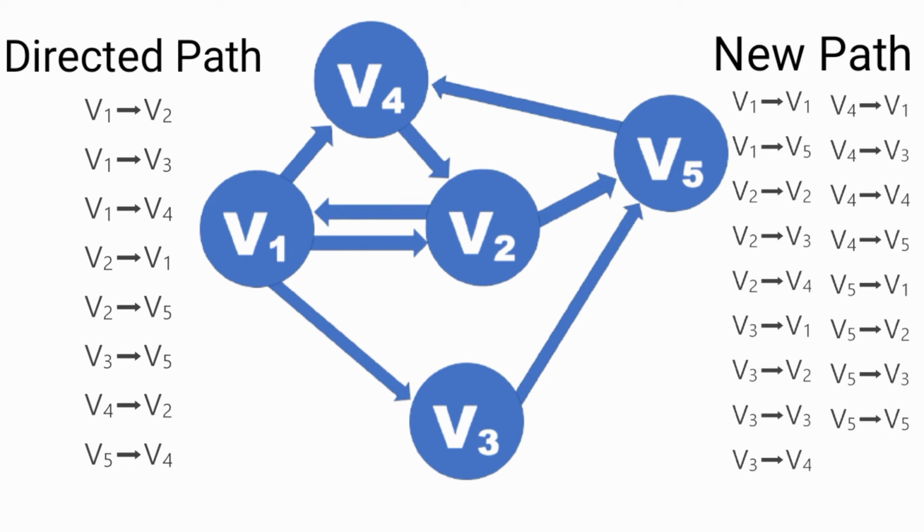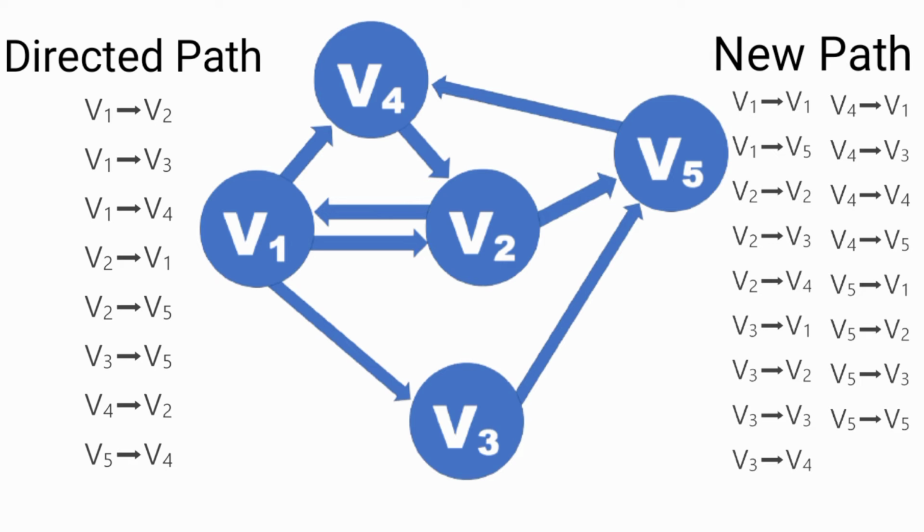V sub 1 has a directed path to V sub 1. V sub 1 to V sub 5. V sub 2 to V sub 2. V sub 2 to V sub 3. V sub 2 to V sub 4. V sub 3 to V sub 1. V sub 3 to V sub 2. And V sub 3 to itself. V sub 3 to V sub 4.